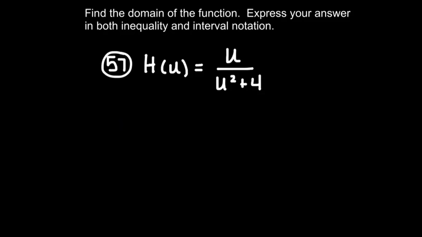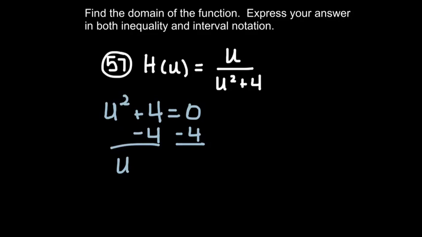In this particular case, I have to make sure that I don't put any values of u in that make the denominator equal to 0. So to find out what values that would be, I would take my denominator, which is u squared plus 4, and set it equal to 0. I could subtract the 4 from both sides, and I get u squared equals negative 4.